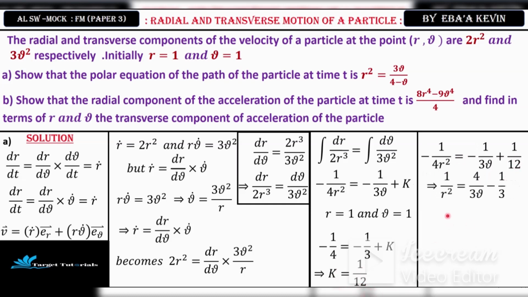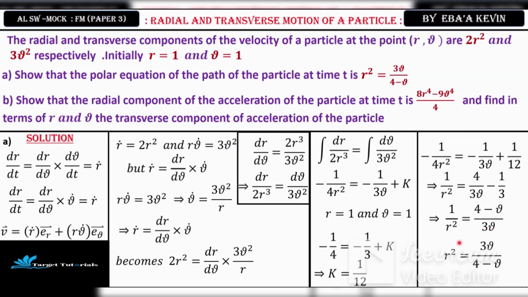If we multiply both sides by negative 4, we obtain 1 divided by r squared equals 4 divided by 3 theta minus 1 divided by 3. Remember, I multiplied both sides of this equation by negative 4. If we further simplify by taking the LCM on the right hand side, we obtain 1 divided by r squared equals 4 minus theta divided by 3 theta.